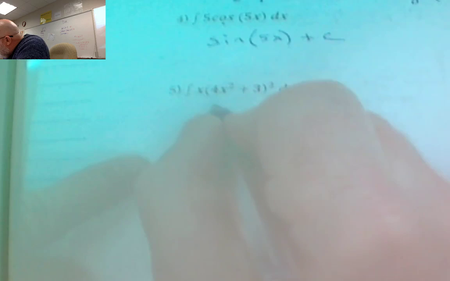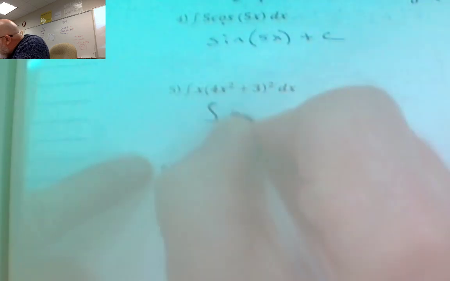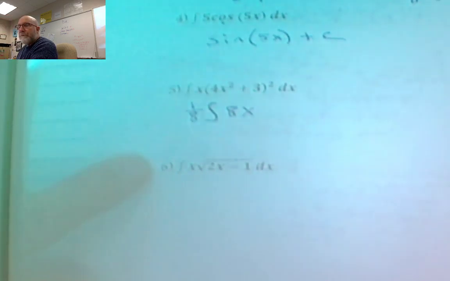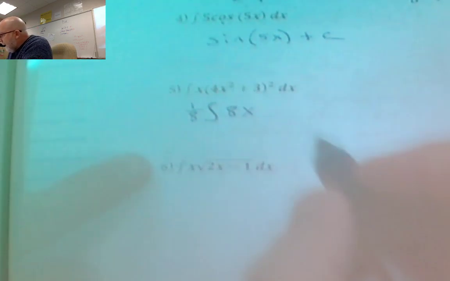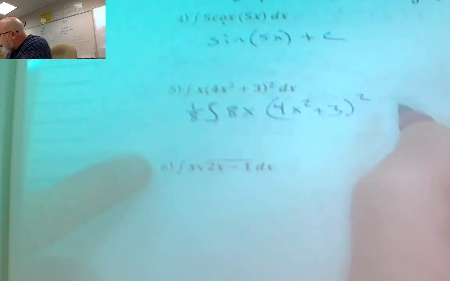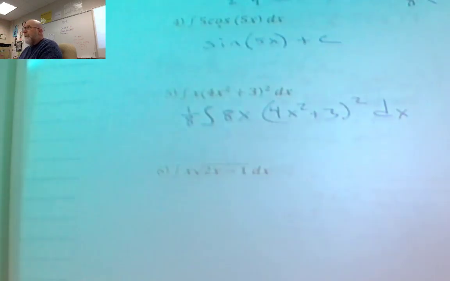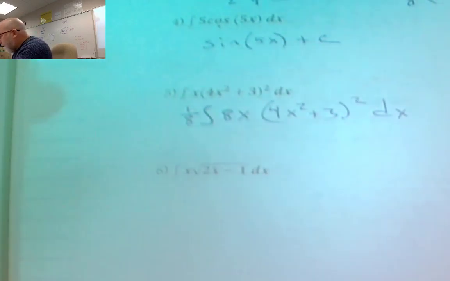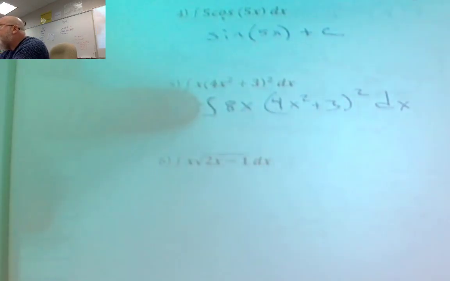So what are we going to do here? Well, what I'm going to do is I'm going to put the 8x here. But out here I have to have a 1/8. And then have 4x squared plus 3, the second dx. Because it doesn't change the problem when I multiply by the reciprocal. Everybody understand that? Now I'm going to, again, Hillary, cover up the 1/8, right? I'm going to do that at the end.